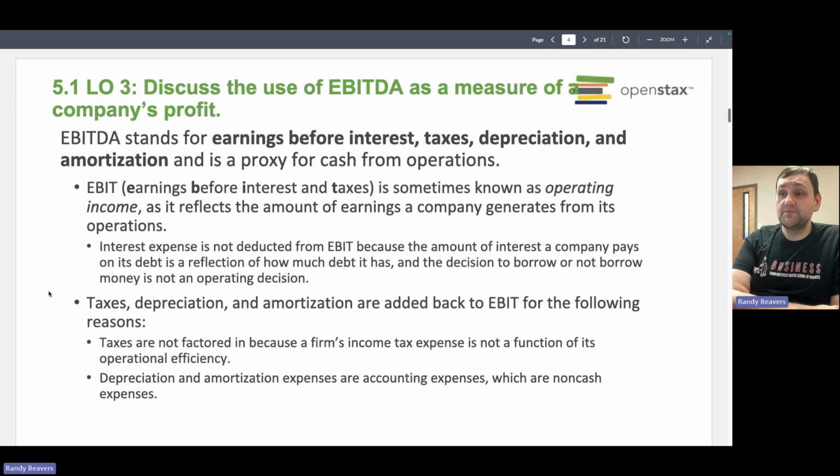So for this reason, taxes, depreciation, and amortization are added back to EBIT, because taxes are not factored in because a firm's income tax expense is not a function of its operational efficiency. Taxes are just a function of the government charging you for using their infrastructure, military, et cetera. Those intrinsic benefits we get from those things. And then depreciation and amortization expenses are also there for tax purposes. They're accounting expenses. Cash actually doesn't change hands, so therefore we add them back.